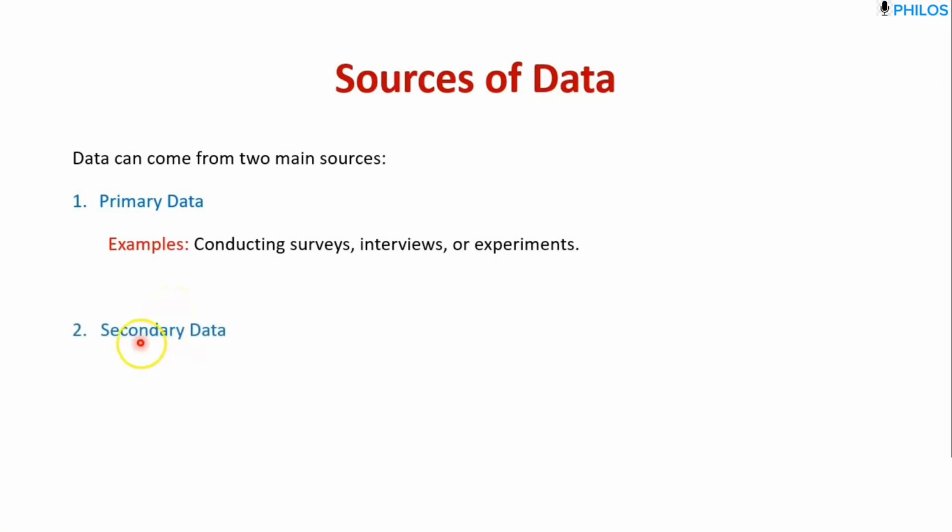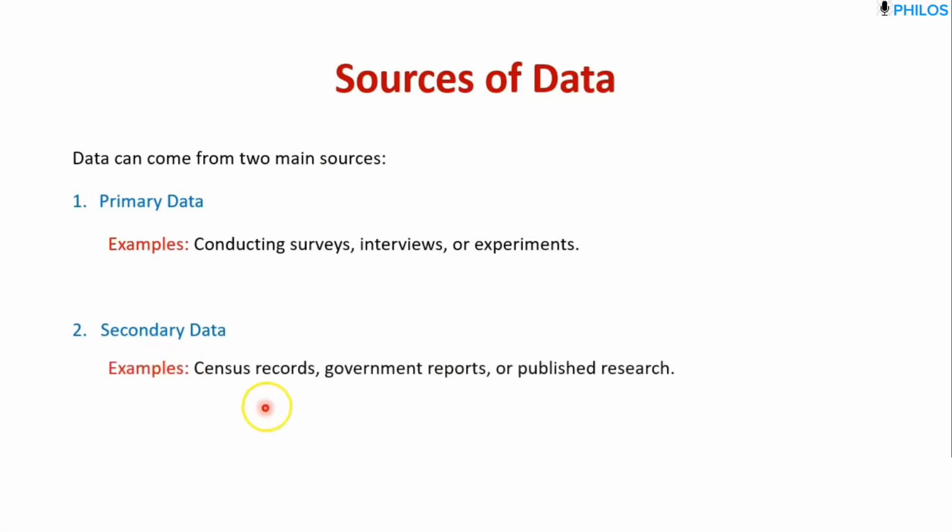The second source is the secondary source of data. Secondary data is data that has already been collected by someone else or an organization. You only go for it from them. Some examples include census records. The government has these, so others can get them from the government. Then government reports, which others can also get from the government. You get it? And then published research. You can also see some in newspapers.